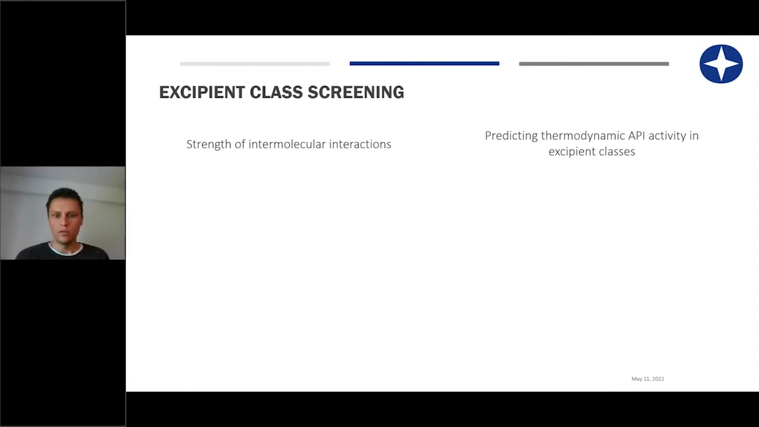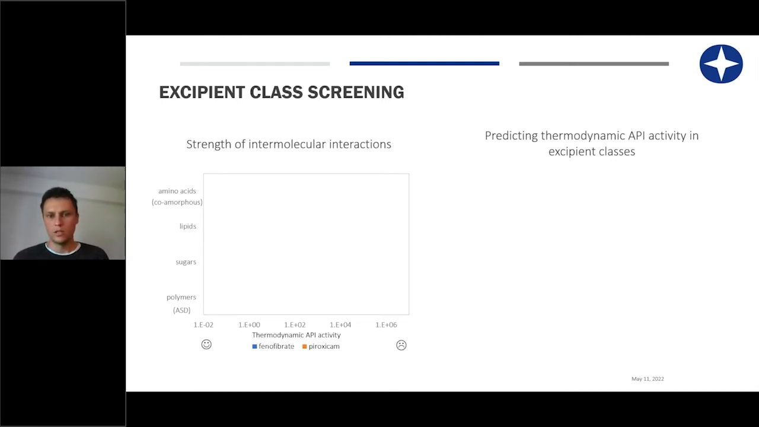So first of all, before we start with the ASD development, we have a look at the intermolecular interactions with the different excipient classes in order to assess potentially feasible excipients. Therefore, we first make a screening for different classes like amino acids, which give us the hint to follow so-called co-amorphous formulations, as they are called in literature. We have the option to make lipid-based formulations and dissolve or stabilize the API in a lipid. There is the potential to look for sugars that stabilize my API, or we can consider polymers, which then lead us to the ASDs.